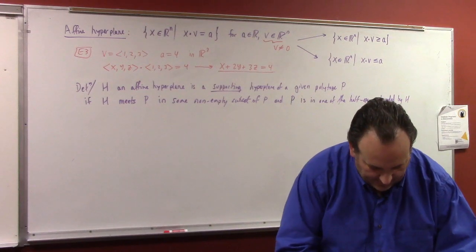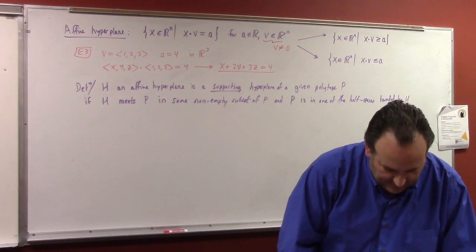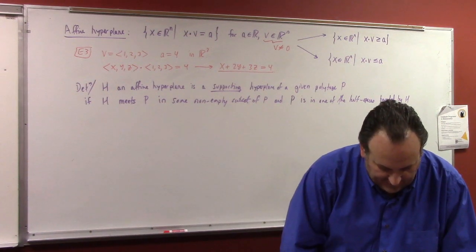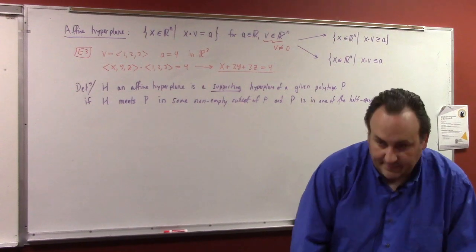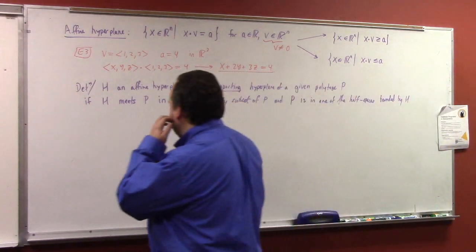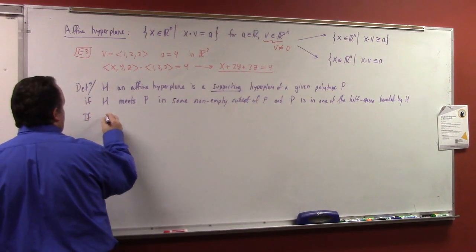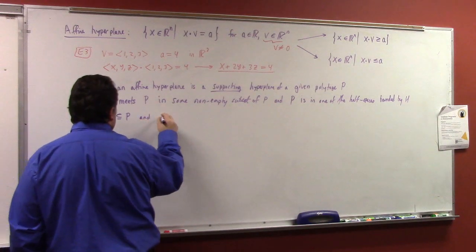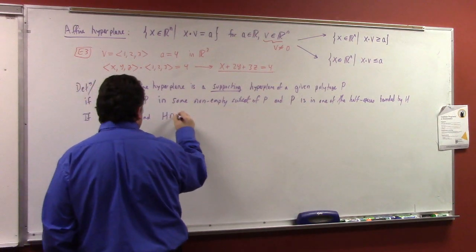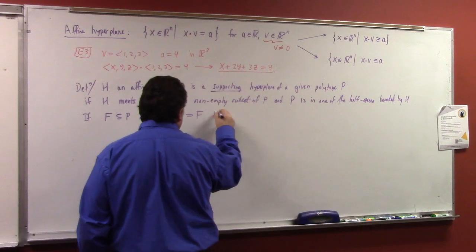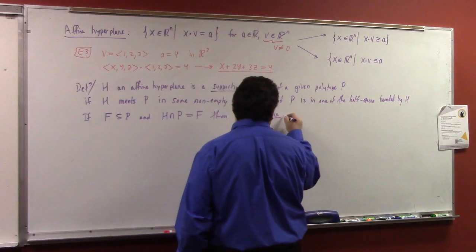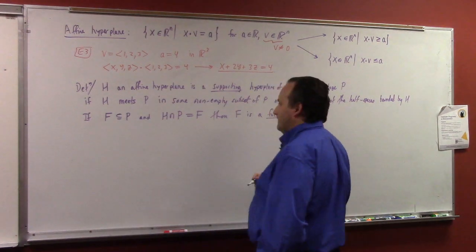All right, and any set F which is of the form P intersect H, where H is a supporting hyperplane of P, is called a face of P. All right, so if F is a subset of P and H intersect P is equal to F, then F is a face of P.